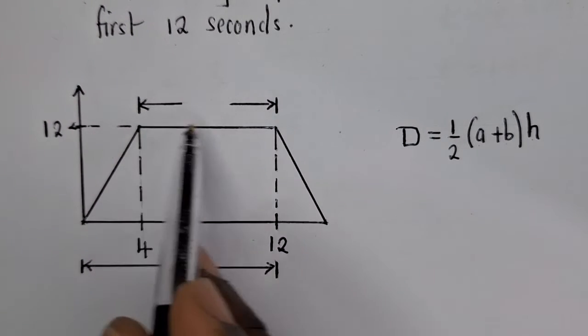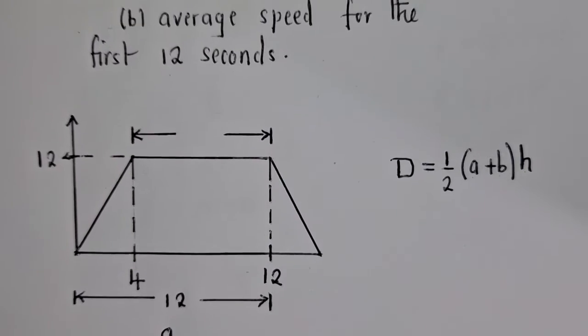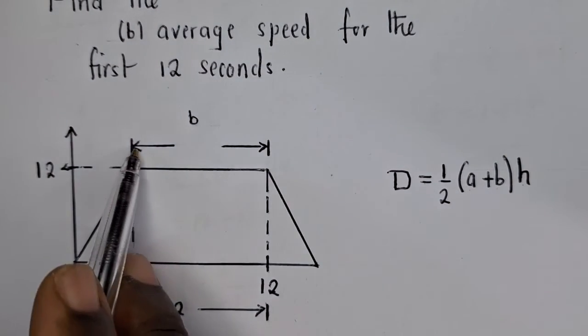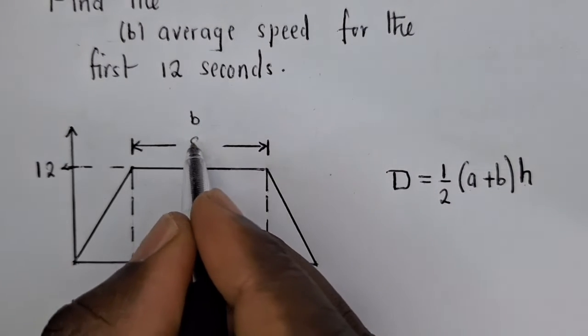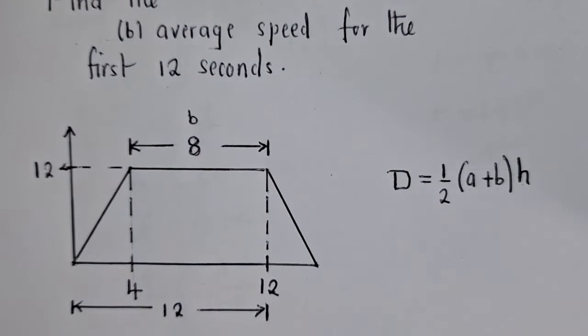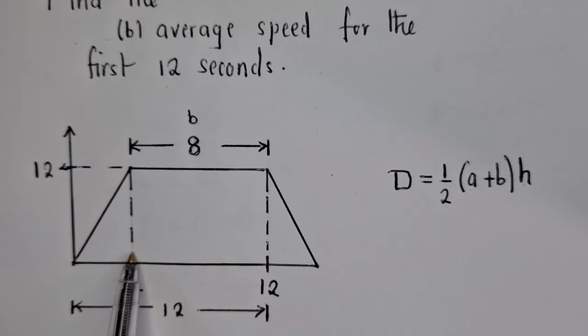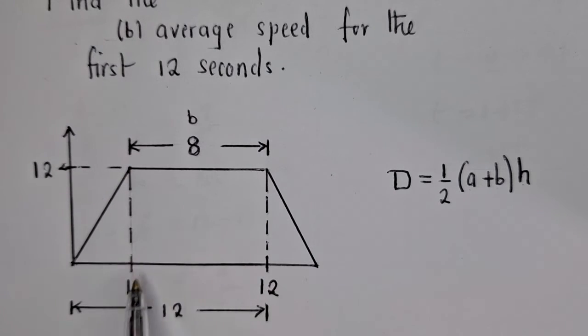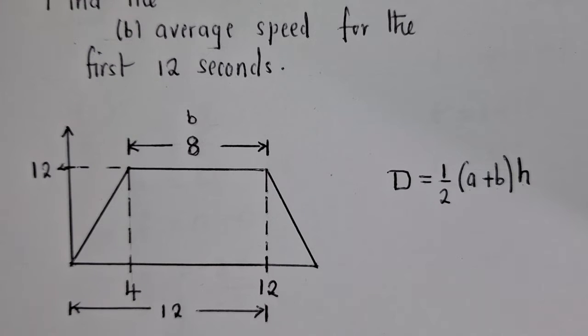What about from here to here? We shall say this is our b. And what is it from here to here? This is 8. Where did I get 8 from? I'm just finding the difference between 4 and 12. So I'll say 12 minus 4, which will give us 8. So that's our b.